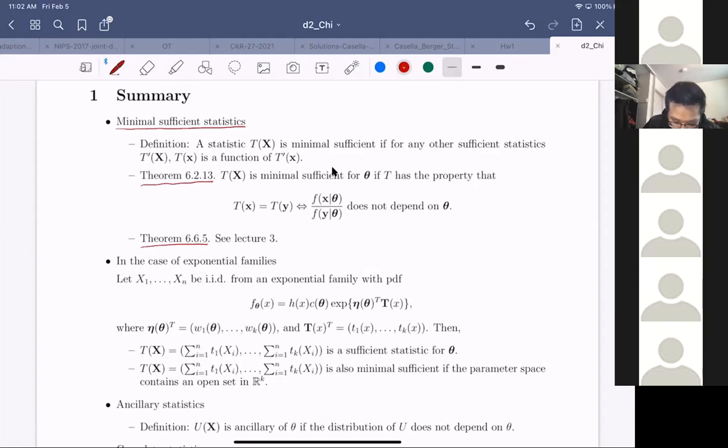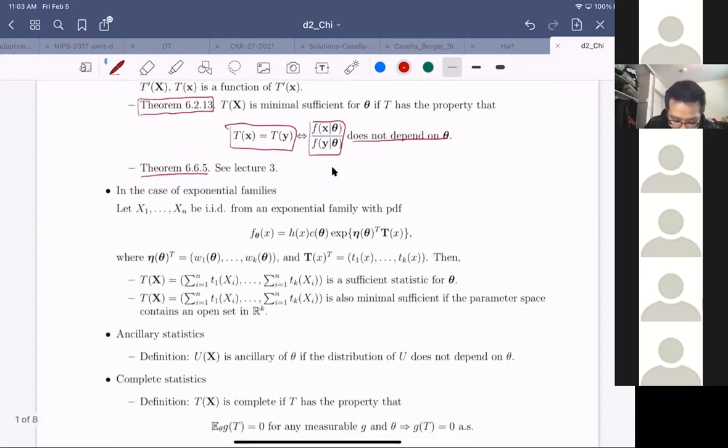Especially the first one. The first one is we have to find the ratio of the density and figure out when it does not depend on theta. If this ratio does not depend on theta, we have to check if this is the minimal statistic and the statistic is the same.